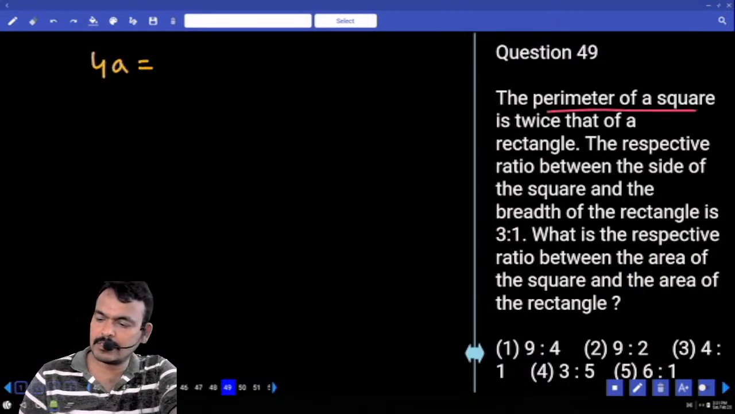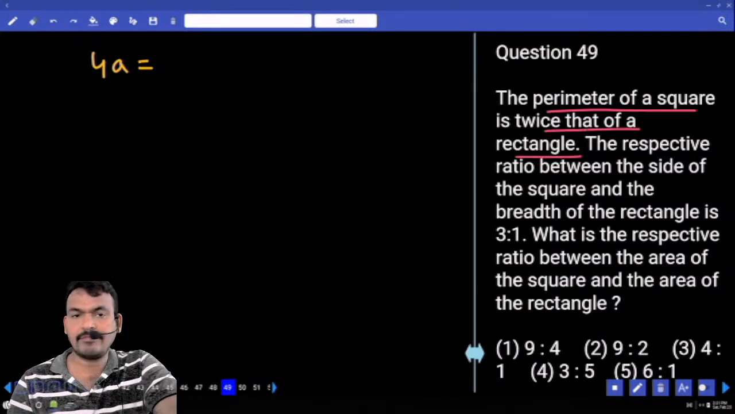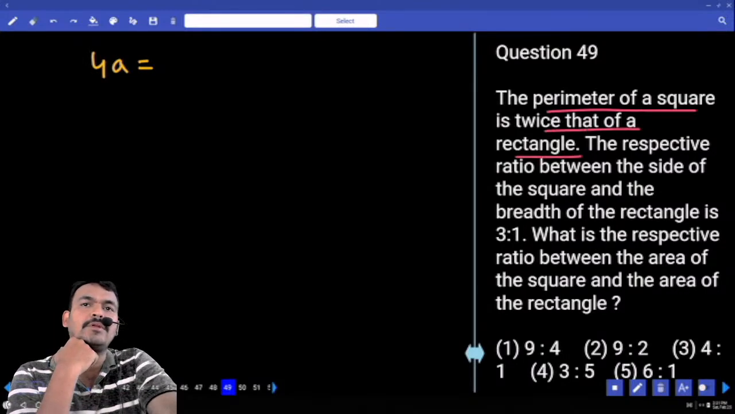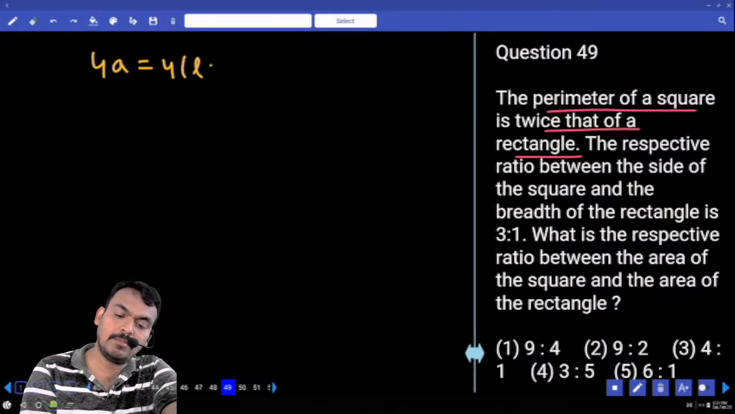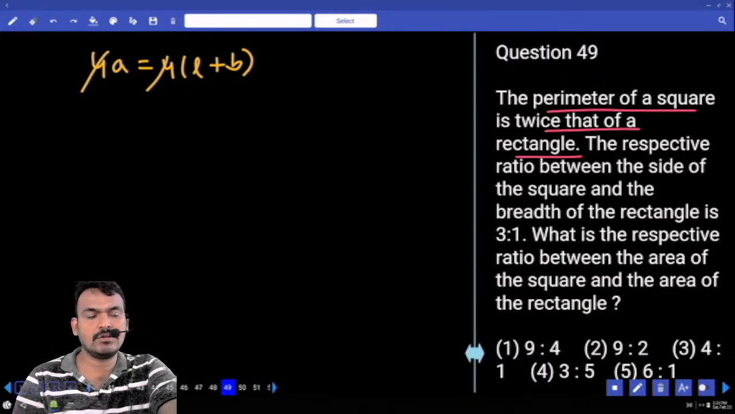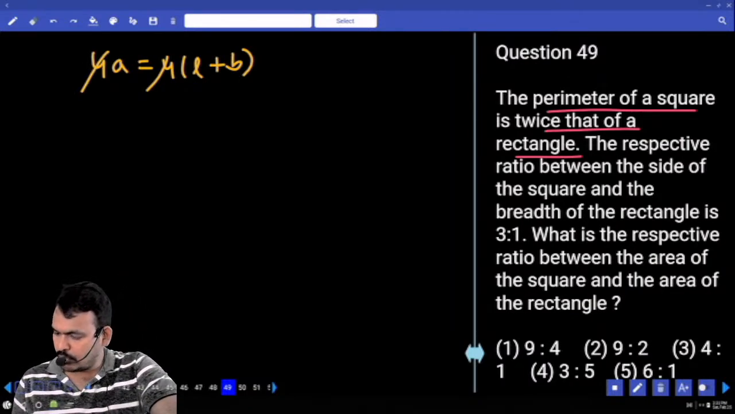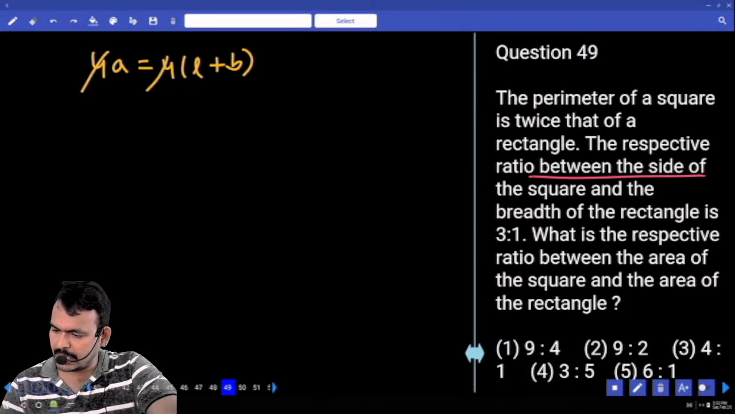First, the perimeter of a square is written as 4a. It is twice the perimeter of a rectangle. What is the rectangle perimeter? 2 of L plus B. Twice means 4 into L plus B. Both sides 4 cancel. A equals L plus B. And one more, the ratio between the side of a square.